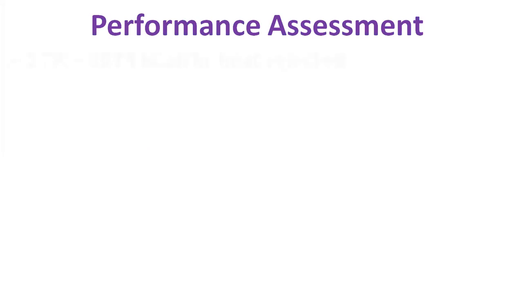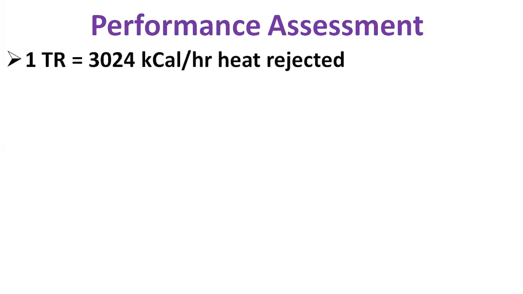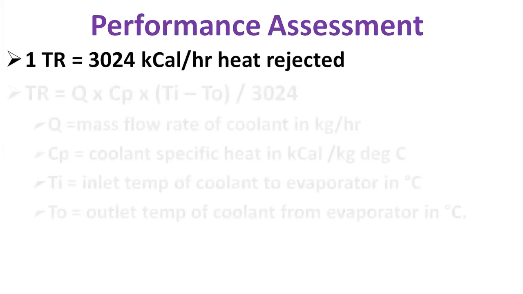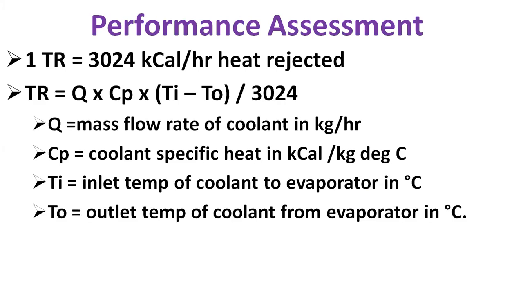So if you see the performance assessment of refrigeration plants, the cooling effect produced is quantified as tons of refrigerant, as we have just seen, TR. 1 ton refrigeration is 3024 kilocalories per hour of heat rejected. The refrigeration TR is assessed as Q multiplied by CP multiplied by Ti minus T0, where Q is the mass flow rate of coolant, CP is the coolant specific heat in kilocalorie per kg, Ti is the inlet temperature of coolant to the evaporator in degrees centigrade, T0 is the outlet temperature of coolant from the evaporator in degrees centigrade.